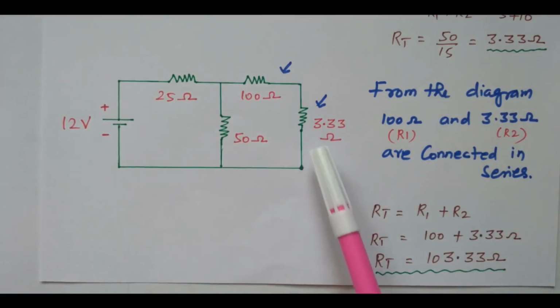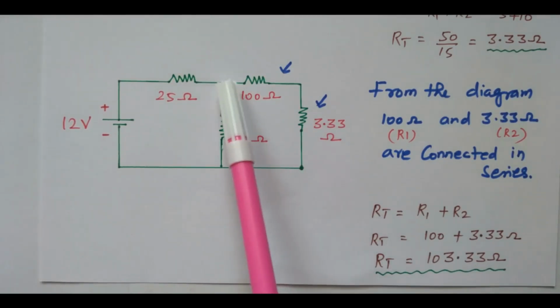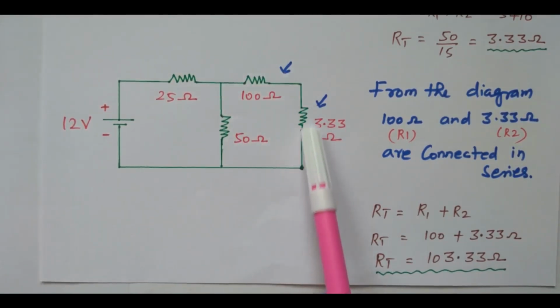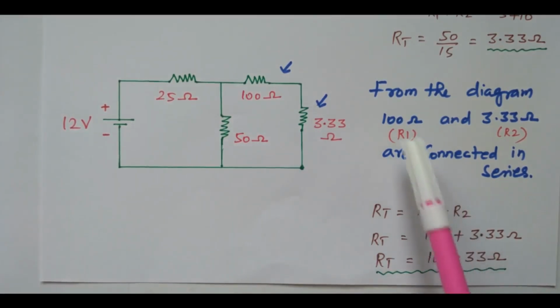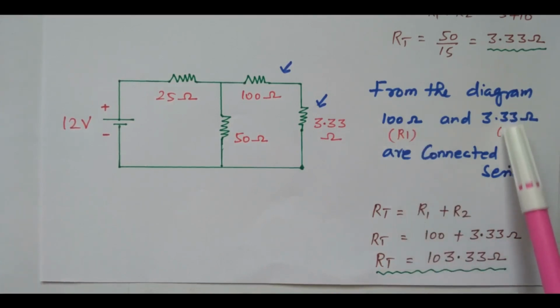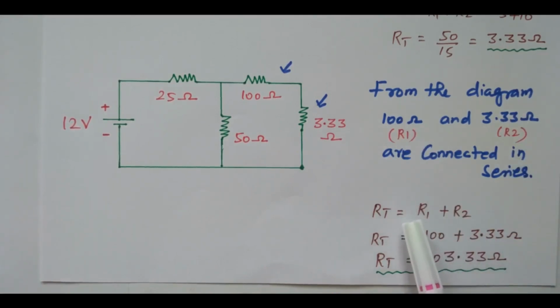Now from this diagram it is clear that these two are in series. See, the same current is flowing through 100 ohm as well as 3.33 ohm. What is the meaning? These two are connected in series. Series means R1 plus R2. We will take 100 as R1, 3.33 as R2. So the resultant is R1 plus R2, 100 plus 3.33 ohm, that is 103.33 ohm. These two are in series. The equivalent resistance will be 103.33 ohm. Now we'll replace this with this value.